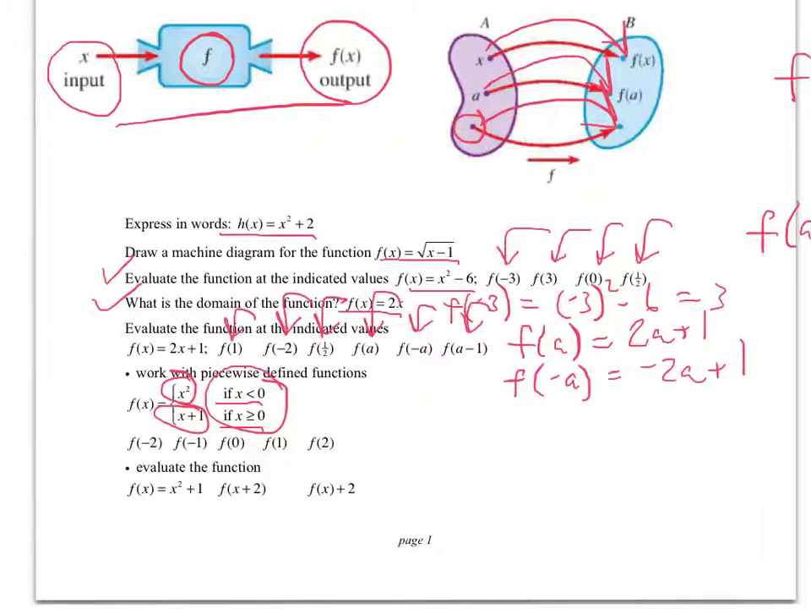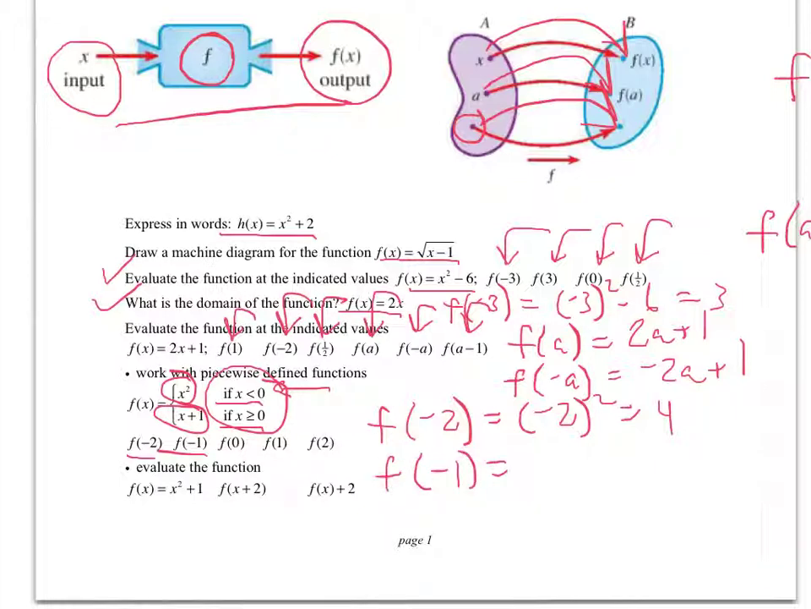So if we want to evaluate f of negative 2, since negative 2 is less than 0, we use this piece of the domain, x is less than 0, and so therefore f of negative 2 is equal to negative 2 squared, which is 4. Again, for f of negative 1, since negative 1 is less than 0, we calculate f of negative 1 as negative 1 squared and get 1.